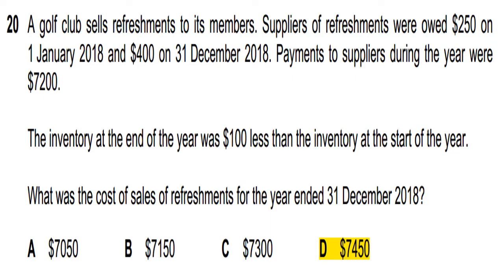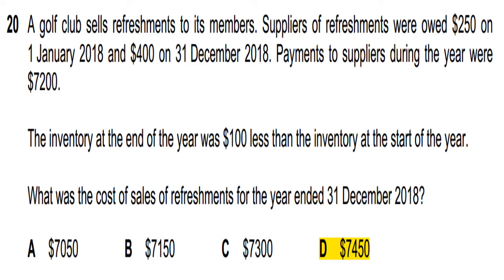And 20 number is, a golf club sells refreshment to its members. Suppliers of refreshments were owed $250 on 1st January 2018 and $400 on 31st December 2018. Payments to supplier during the year were 7,200. The inventory at the end of the year was $1,100 less than the inventory at the start of the year.